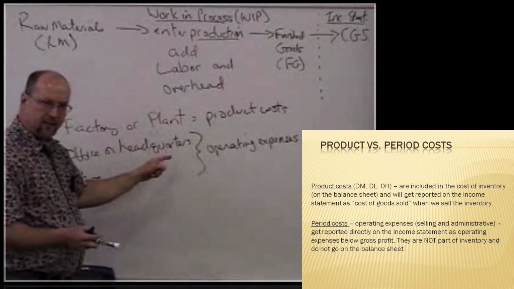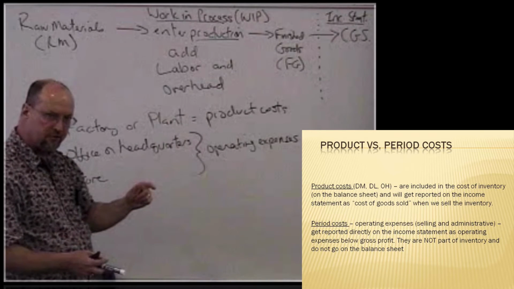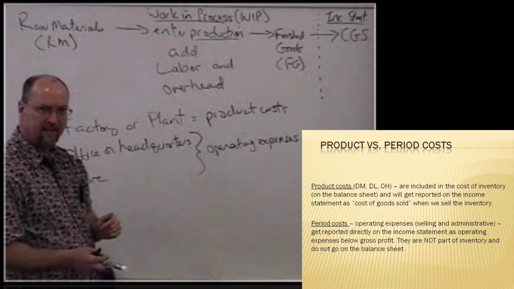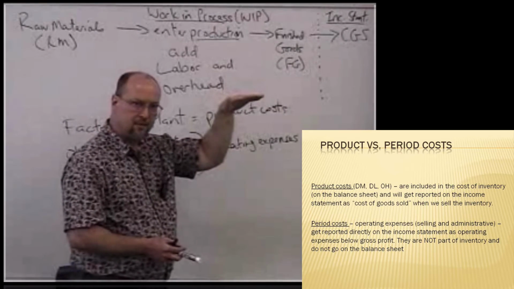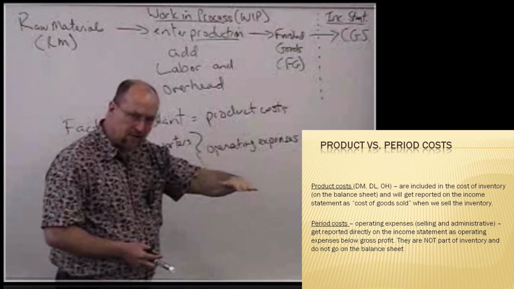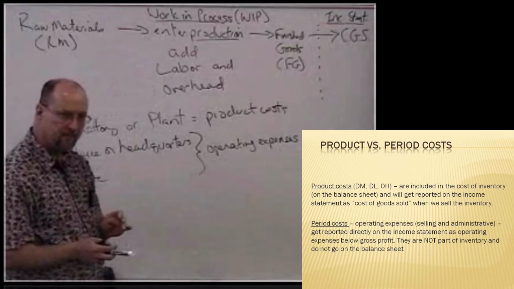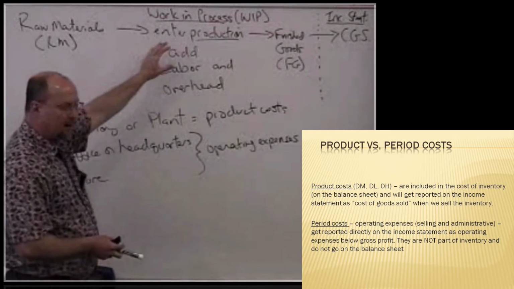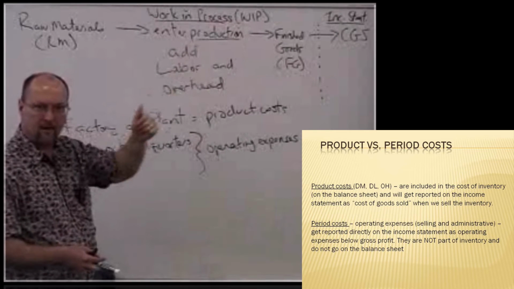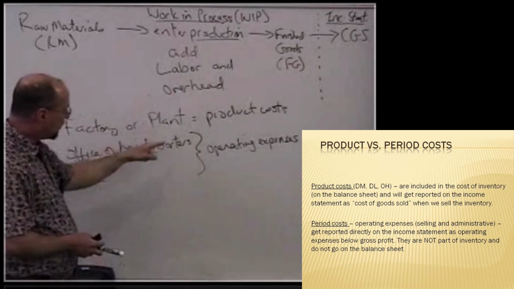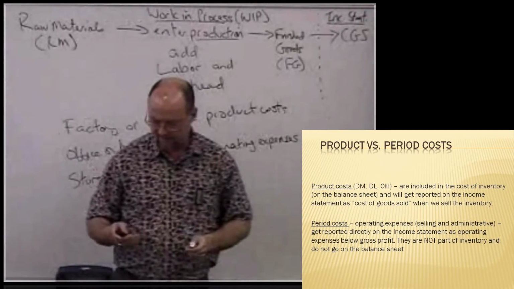These never go on the balance sheet. A period cost goes straight to the income statement as operating expenses, so they show up in a different spot on the income statement. Product costs ultimately show up as cost of goods sold on the income statement. Operating expenses or period costs end up as operating expenses. So you want to draw that distinction. If I incur a product cost, it may end up on the balance sheet in one month and the income statement the following month. Whatever month I incur a period cost goes straight to the income statement. So try to understand that concept.